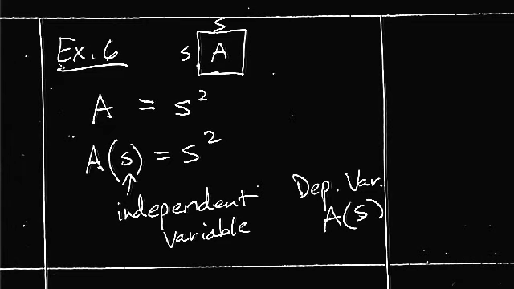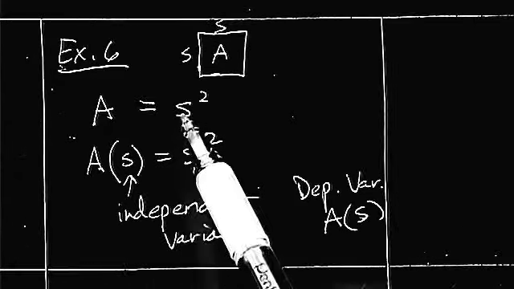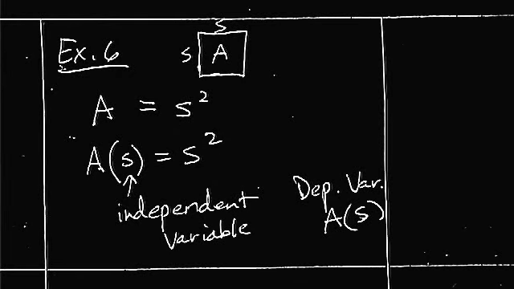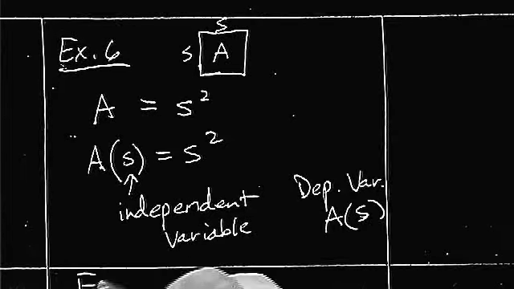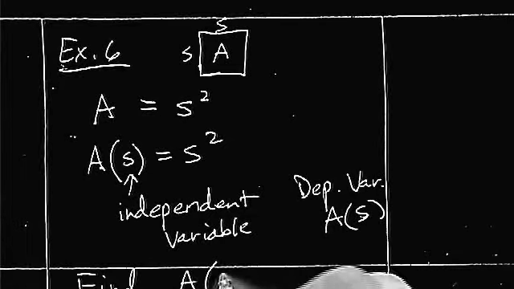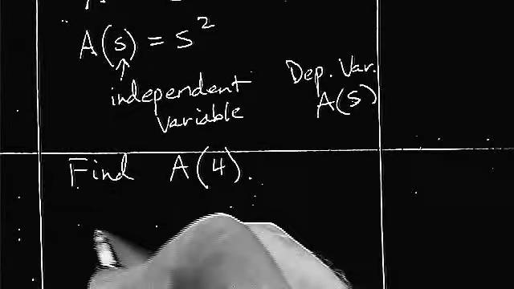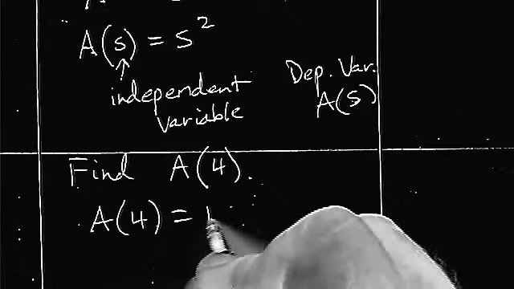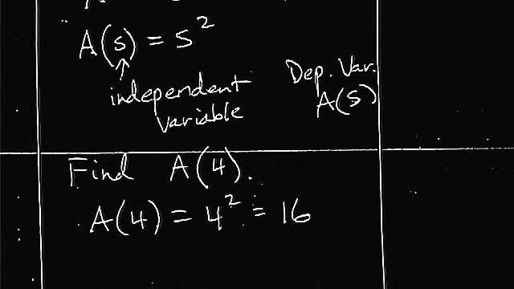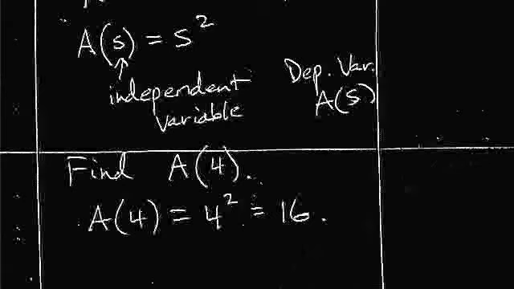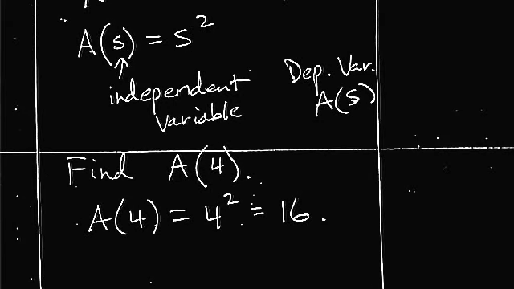Sorry. I'm just thinking about writing out s squared as the product of two s's. Anyway, so they will give me a side length. They'll say find A of 4. Well, that's pretty simple, right? A of 4 is equal to 4 squared, which is equal to 16. All right, that's all there is to it.